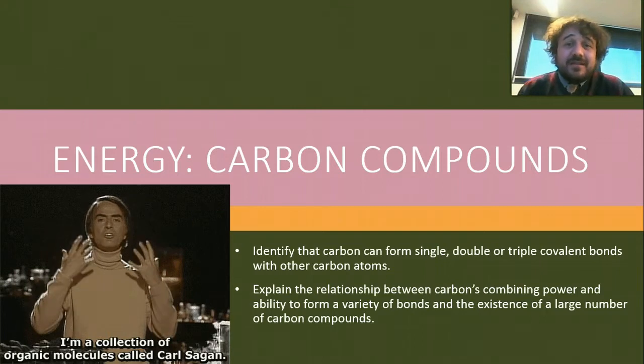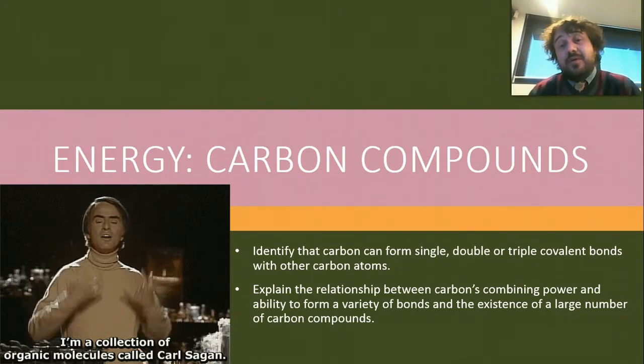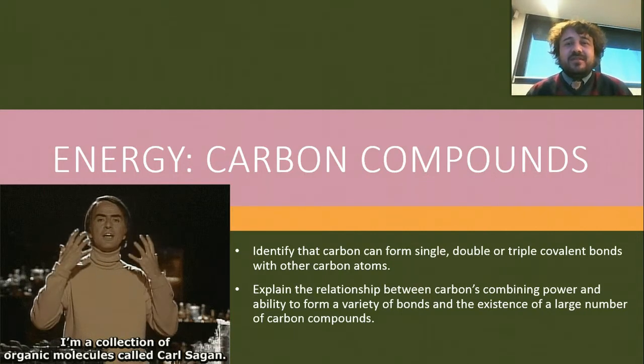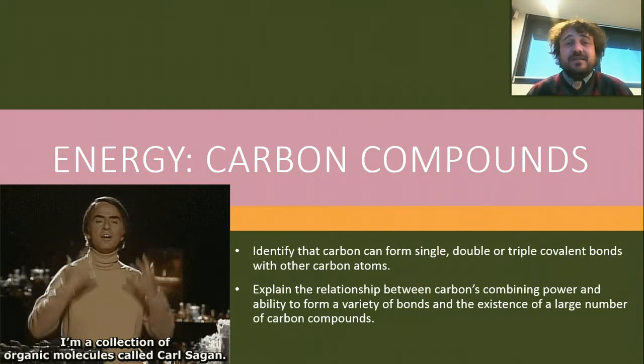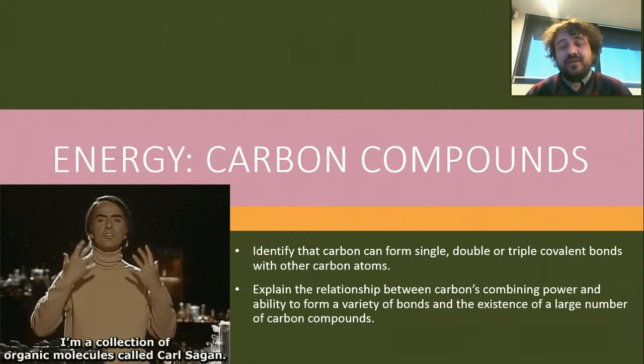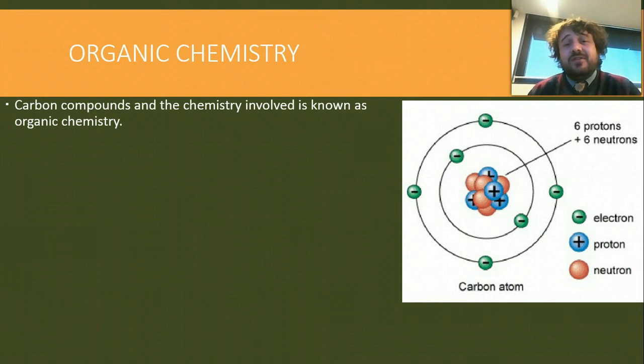G'day, so we're going to look today at carbon compounds, and basically we're going to look at the different types of bonds they can form, as well as different kinds of shapes. And this gives us upwards of 10 million discovered carbon compounds already, and more every day. So basically we're talking about organic chemistry, which is essentially the chemistry of carbon compounds and how they interact.